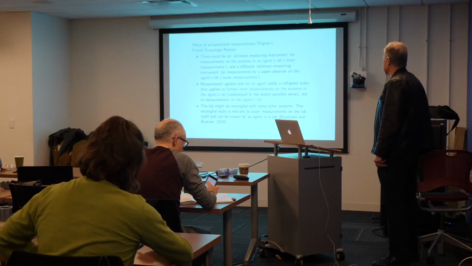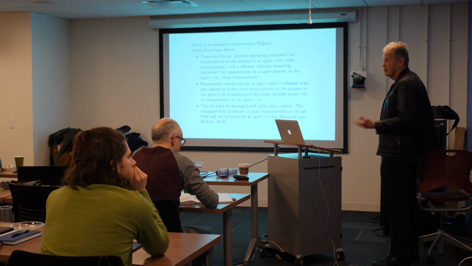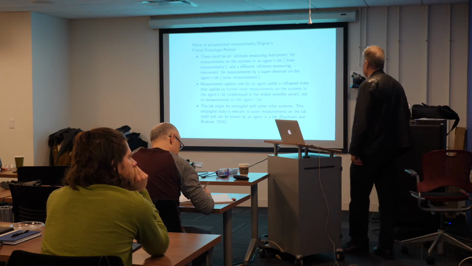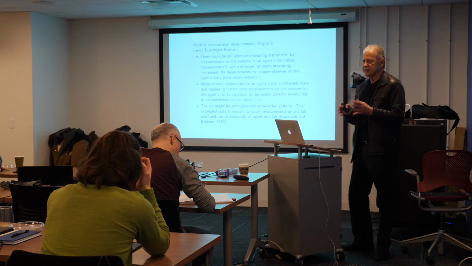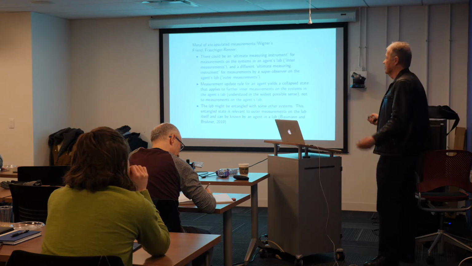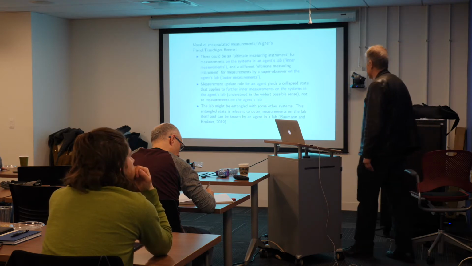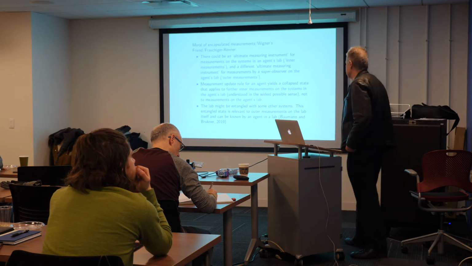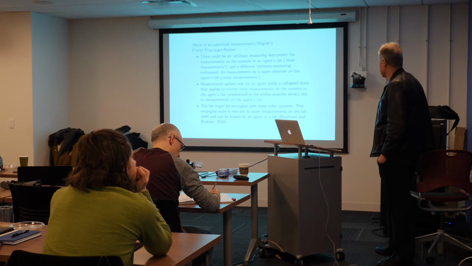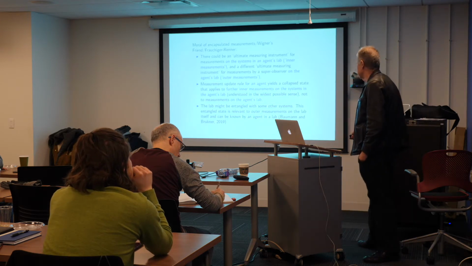And the measurement update rule for an agent yields a collapsed state that applies to further inner measurements on the systems in the agent's lab, understood in the widest possible sense. It's whatever makes sense as the agent's lab, not to measurements on the agent's lab. And the lab might be entangled with some other systems, and that's relevant to outer measurements on the lab itself and can be known by an agent in the lab. That is the outer state. And that's this latest Bauman and Bruckner paper that Chaslov talked about.